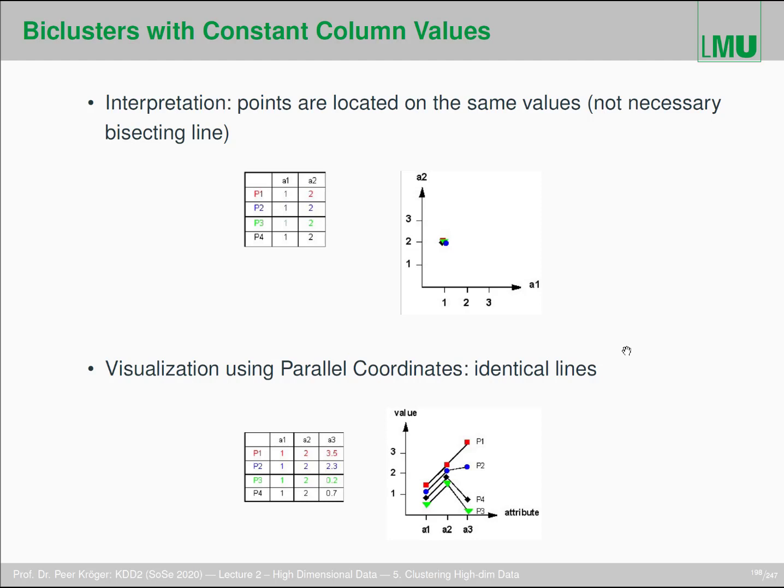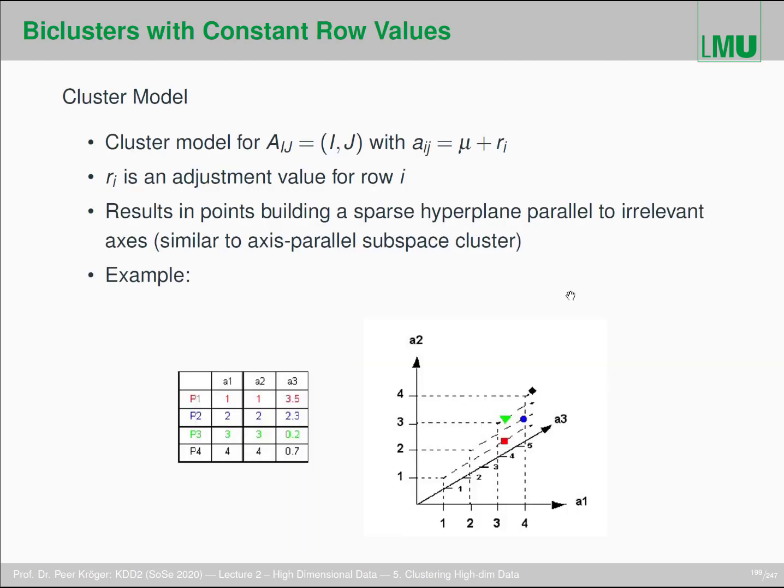And the next one is also quite simple, which is not constant column, but constant row values. So here is the model. We have the same model actually. Every value is the same, but for different rows we may have a different adjustment value. That's why it is an R now, different for different rows. So you see it here. If this is fixed, it's fixed over all participating columns, but it can be different for the rows.